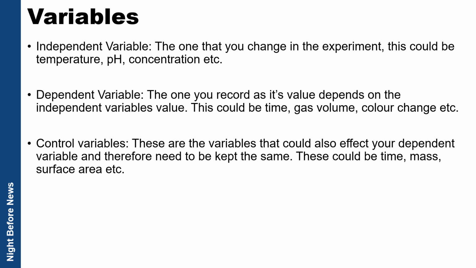And finally, control variables again are anything that could affect your dependent variable's value, so they could also act as independent variables, and therefore we need to keep them the same. So this will be things like the mass of metal used, could again be the concentration of a solution, it could be the temperature, or it could be the time that we leave something for. Alright, so just bear in mind variables are important in this as well.